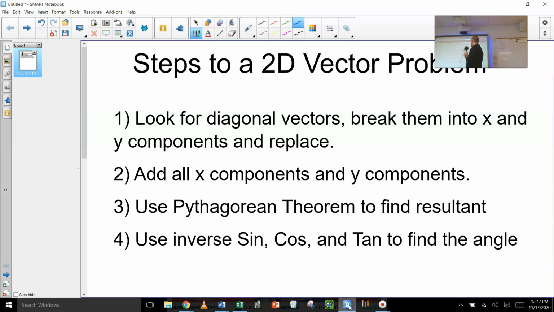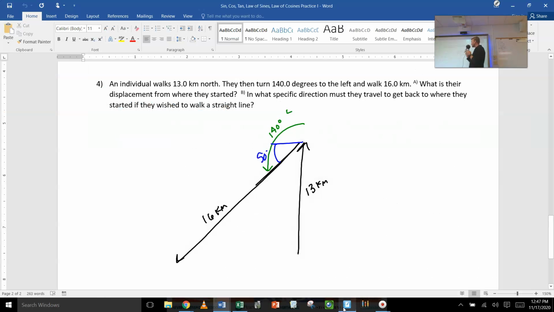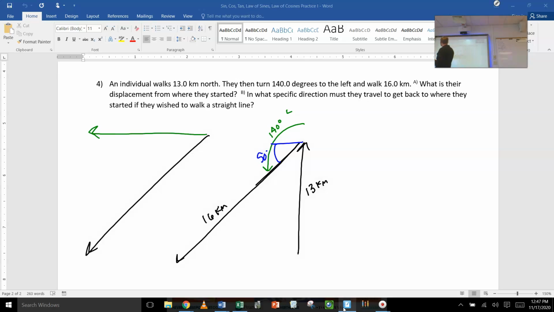So again, we're going to go back to these ones. Look for diagonal vectors. In this case, there's only one diagonal vector, and it's the 16. We're going to bring that diagonal vector over. We're going to break it into its x and its y components. I always do x in the green and y in blue just to help keep my brain straight when I add all the like terms together.